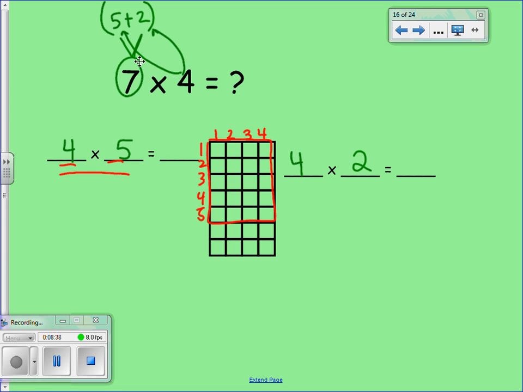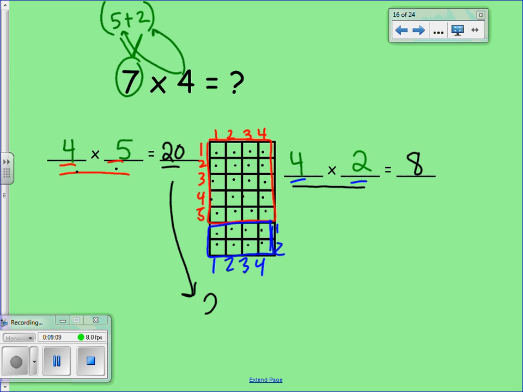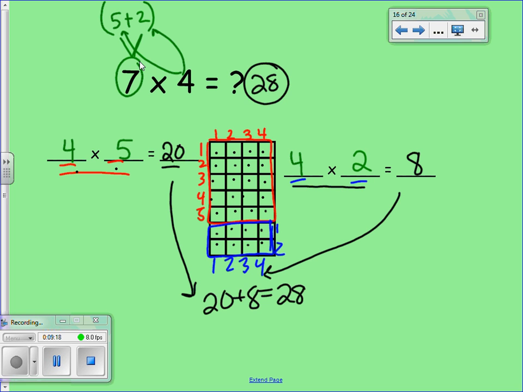And my next array is 4 times 2. I already know I have 1, 2, 3, 4 going across, and 1, 2 going down, so there's my second array. So to find my answer, 4 times 5, I count by 5s, I can get to 20, or I can count each of the squares in this first array to get 20. Then over here I'm going to solve 4 times 2. I know that one is 8, but if I didn't, I can count 1, 2, 3, 4, 5, 6, 7, 8 in that array. Then you're going to take your 20 plus your 8 to get a total of 28. So that means that 7 times 4 equals 28.